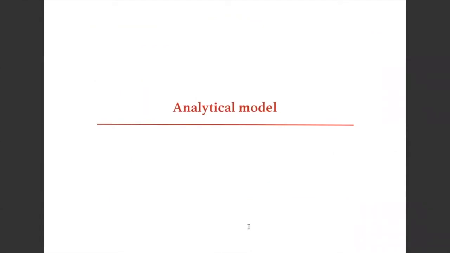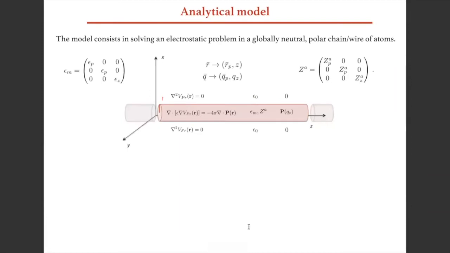Okay, so let's start from the first building block, which is the analytical model. The analytical model we developed basically consists in solving an electrostatic problem in which our 1D material is sketched as a cylinder, infinite along the z-axis, in which we have a periodic distribution of charge along the z-axis and a homogeneous distribution in the out-of-chain direction. So all the dielectric properties are confined within an effective radius T and are summarized by means of these two diagonal tensors, the dielectric tensor and the Born effective charges tensor.